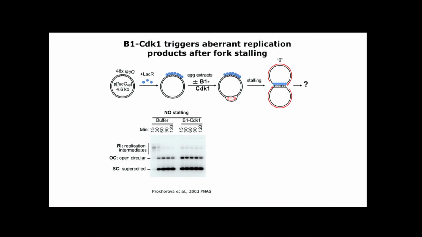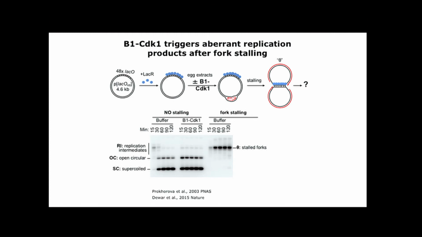And so what we did here is to take the plasmid that had many copies of the operator sequence for lac repressor, and now replicate the plasmid in the presence of the lac repressor, which creates a protein barrier that stalls the replication forks very uniformly. So the circle plasmid then becomes a kind of theta structure here with unreplicated segments here and replicated segments here. So that's shown here in the S-phase extract. You can see that everything is very efficiently converted into the theta structure.